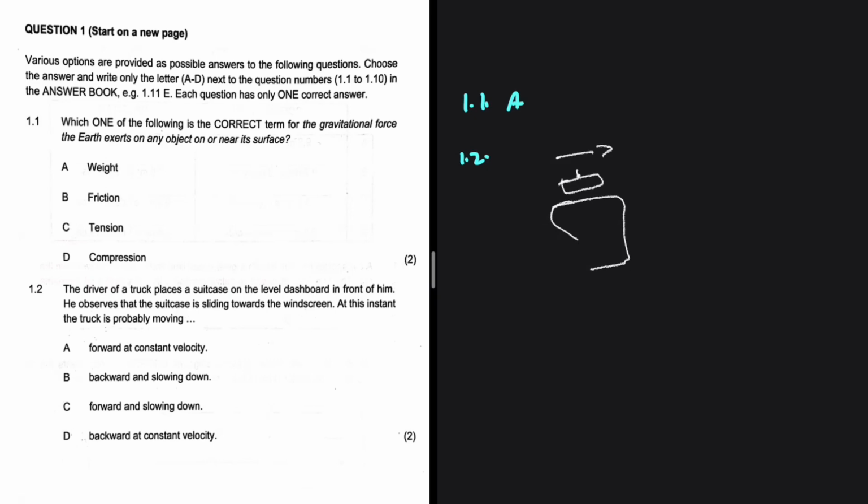So the answer to 1.2, we have forward and slowing down. The car is moving forward, but it is slowing down. Our suitcase is experiencing inertia. So the answer to 1.2 is C.